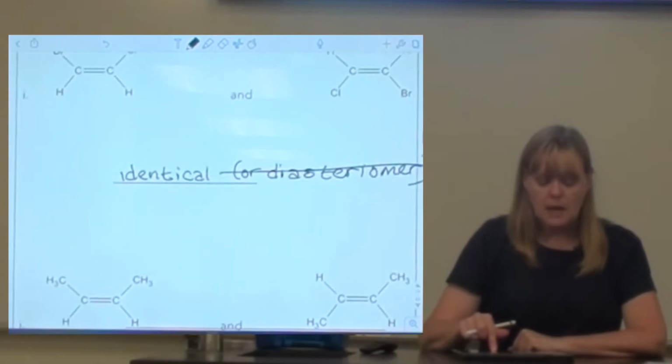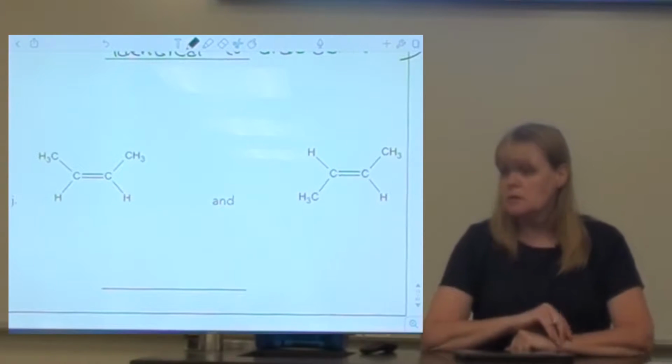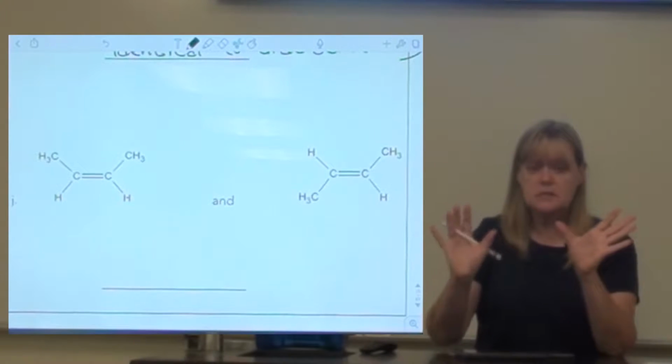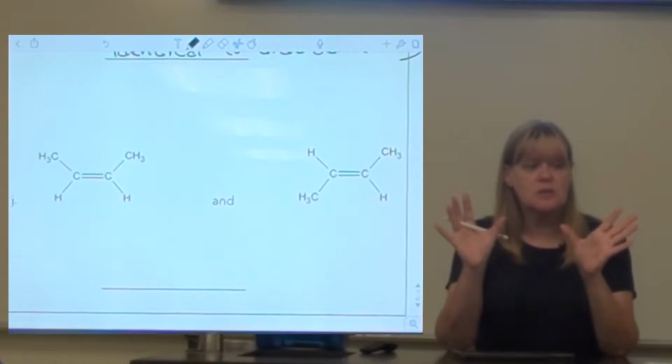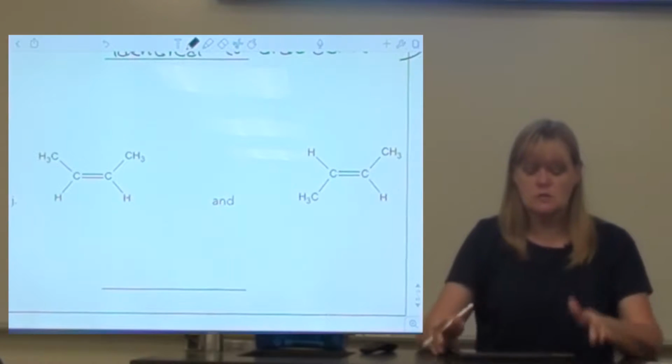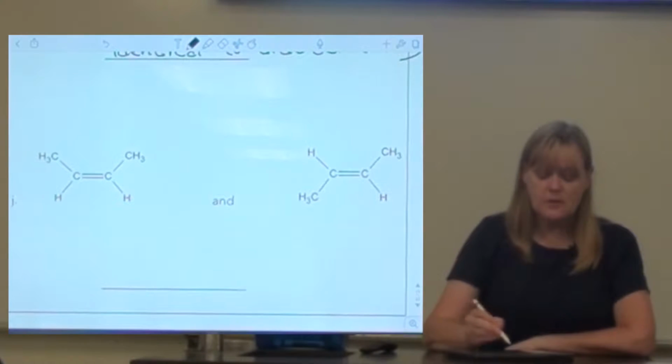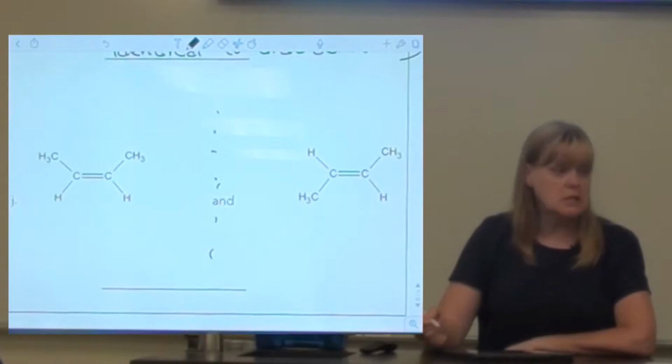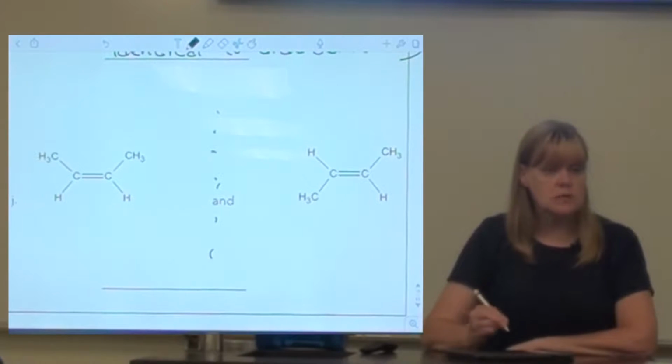We did I, and now I'm on J. The one is cis and the other's trans. Since these are planar, you can also just rotate them on paper or flip them around. You can do anything with these. You can tell that they're not mirror images of each other, and you can also see that they're not the same. So those are diastereomers.